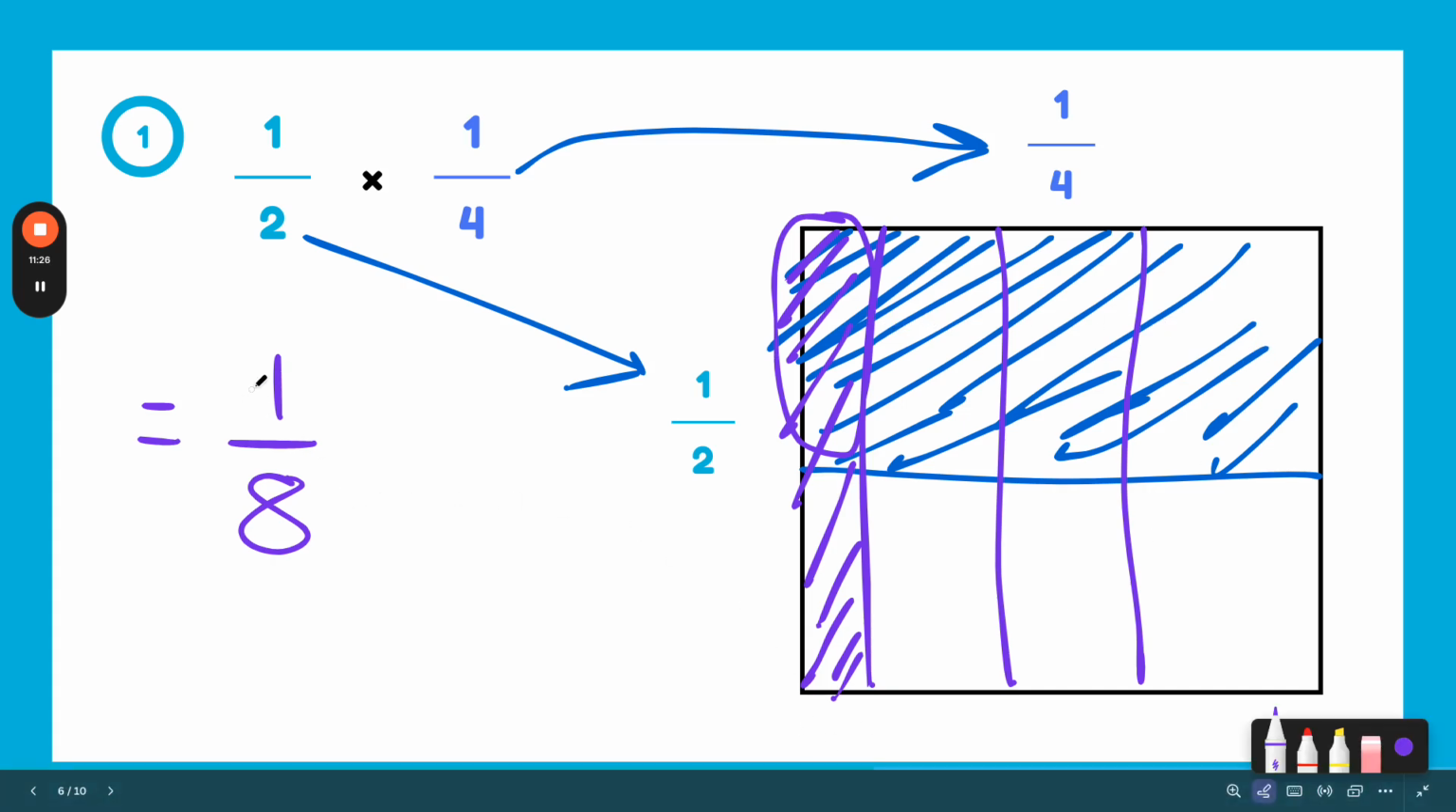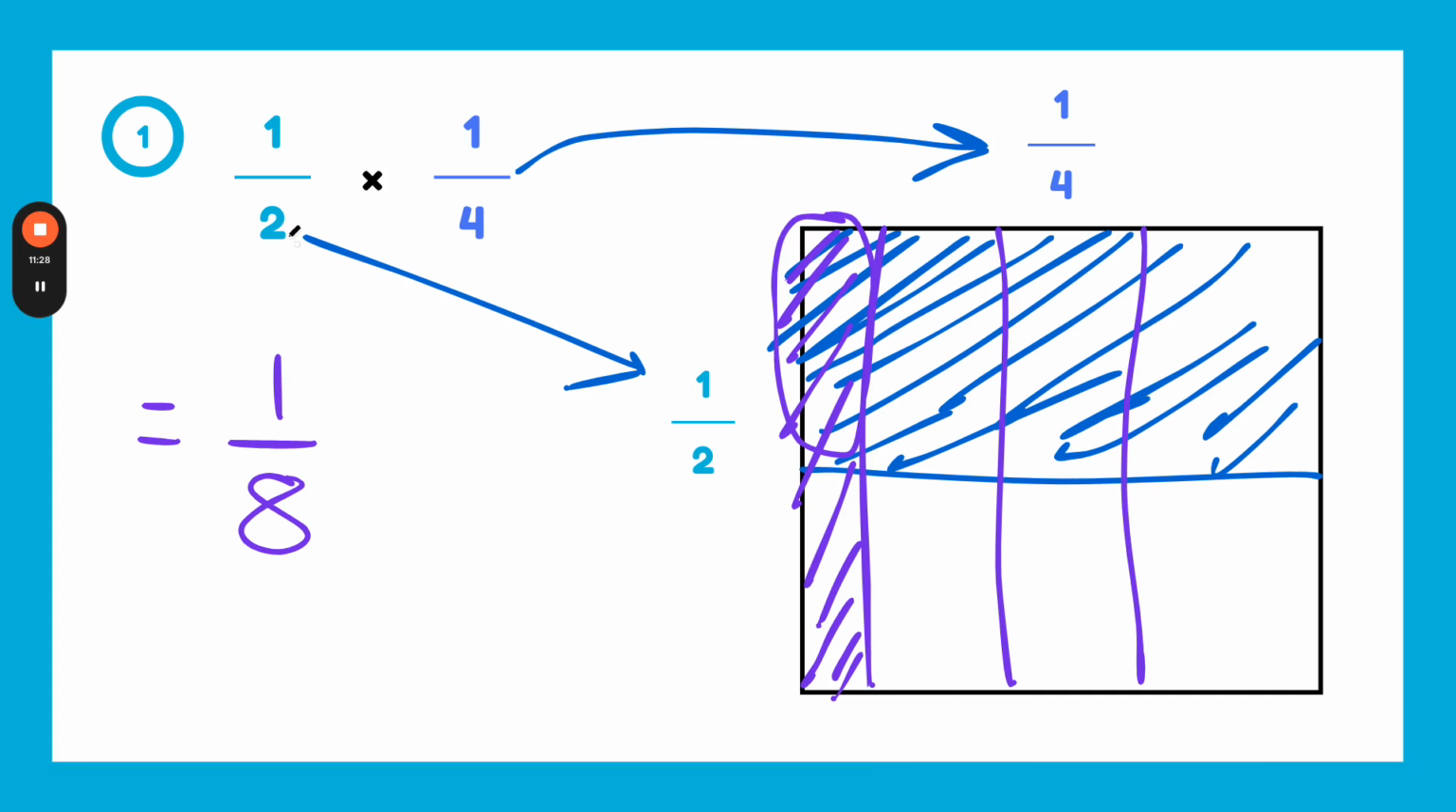So 1 out of 8 pieces altogether. So our answer is 1/8, which is the same thing if you were just to work out this problem by calculating it. So you do 1 times 1 is 1, and 2 times 4 is 8. So it's the same answer we got from our previous slides as well.